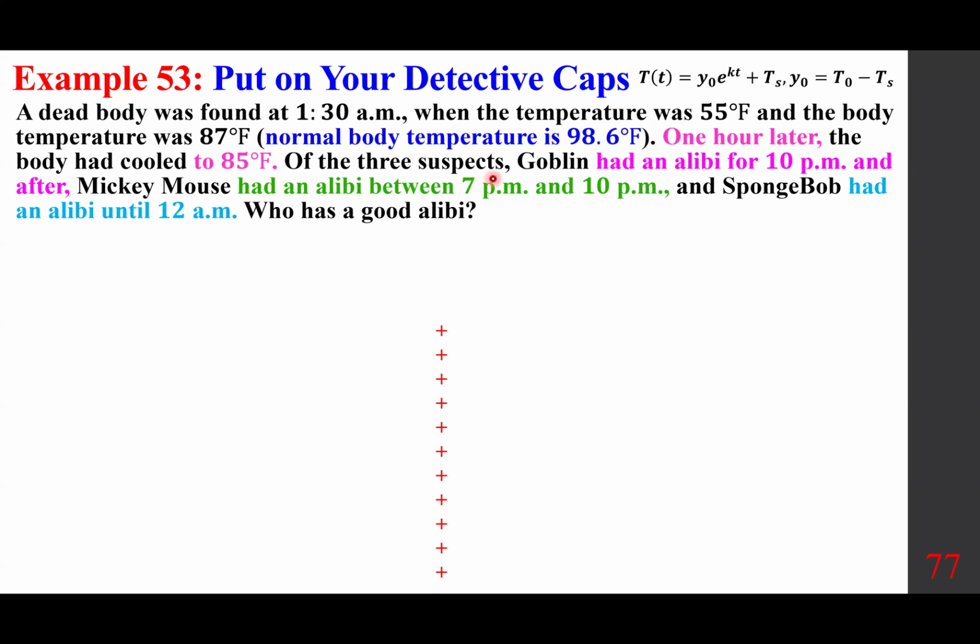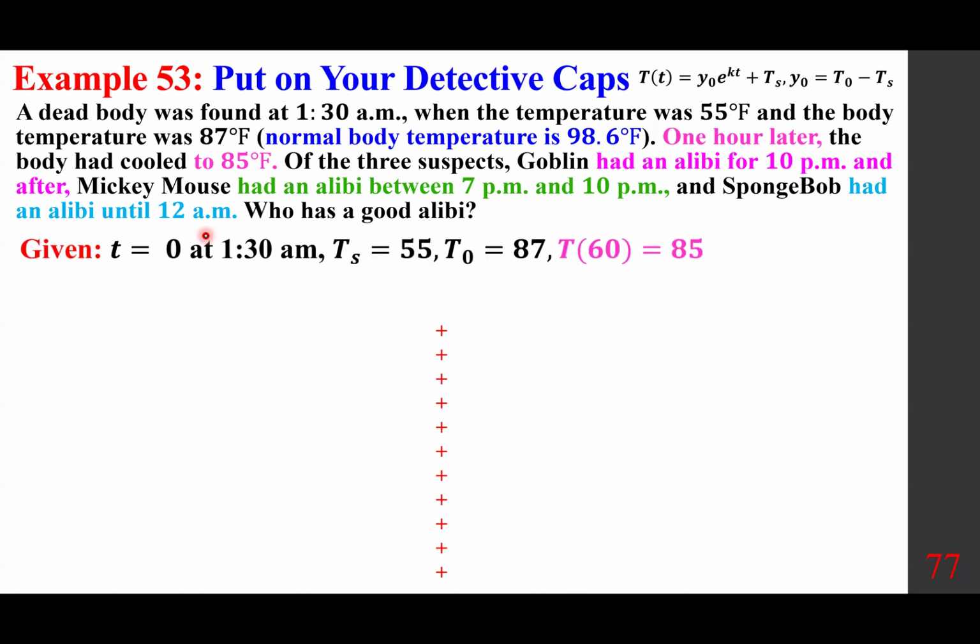Of the 3 suspects, Goblin had an alibi for 10 p.m. and after. Mickey Mouse had an alibi between 7 and 10 p.m. SpongeBob had an alibi until 12 midnight. Who has a good alibi? So what do we have to do?